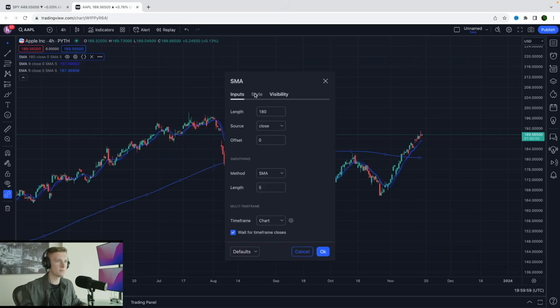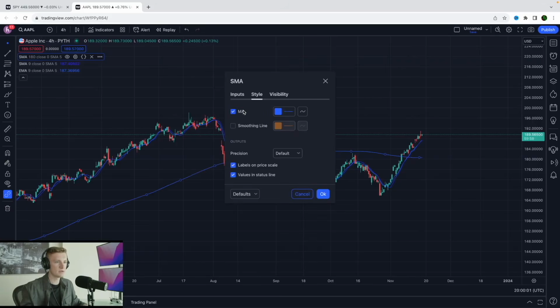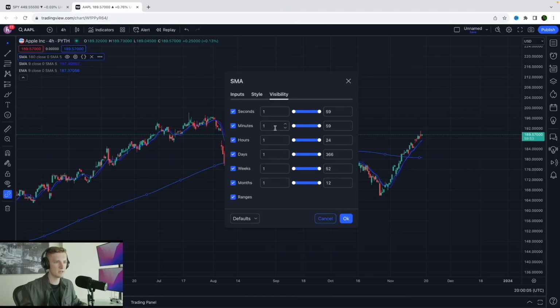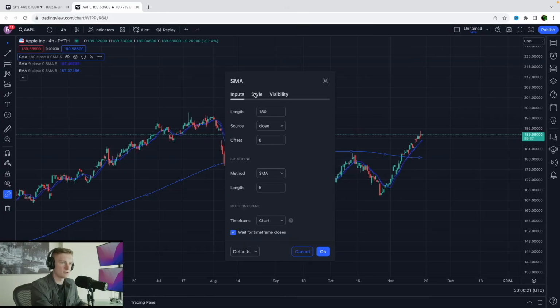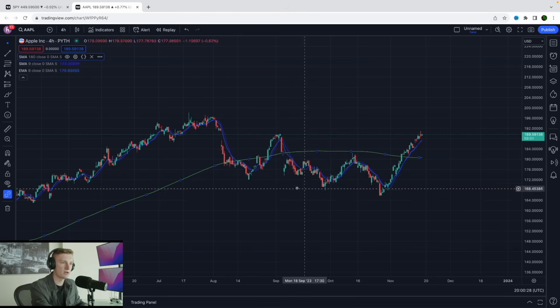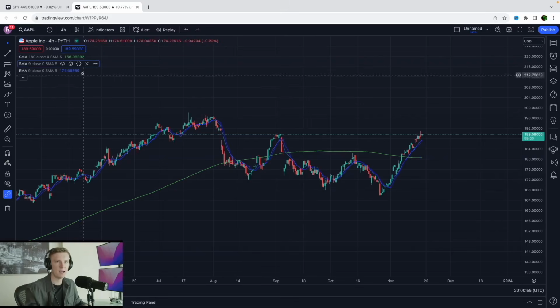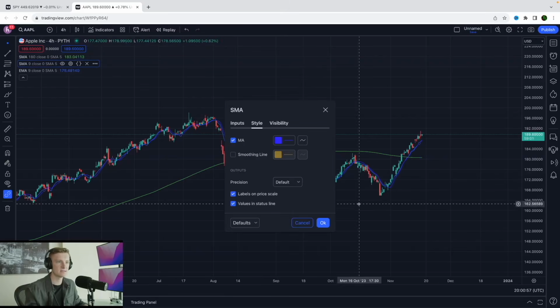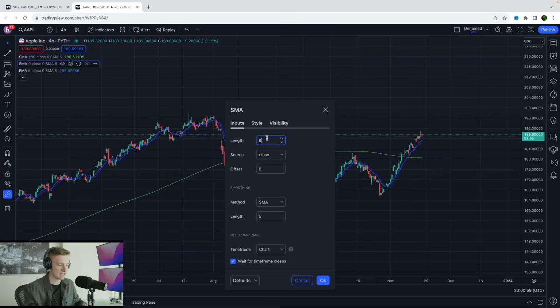So one of them we want to be 180. It's going to be a moving average. That is good. Visibility, good. Now let's go to style and change the color to green. Again, I want this to be as similar to my ThinkorSwim as possible. And now head over to the next SMA. This is going to be the 50-day SMA.